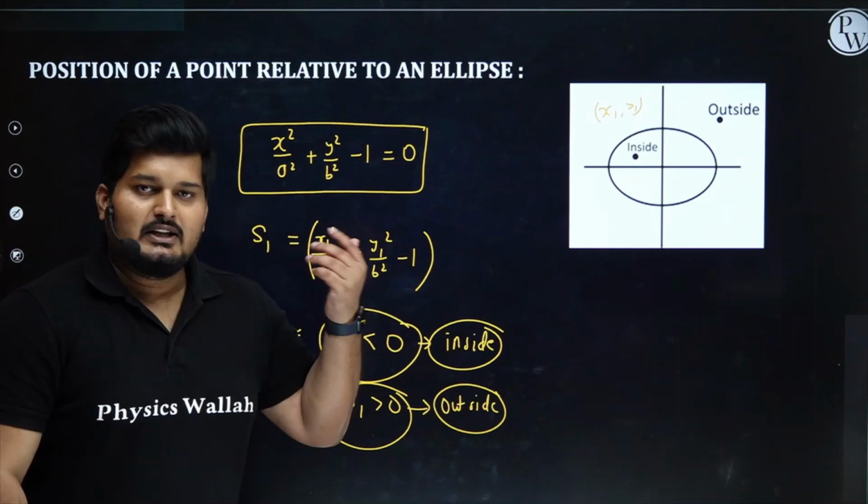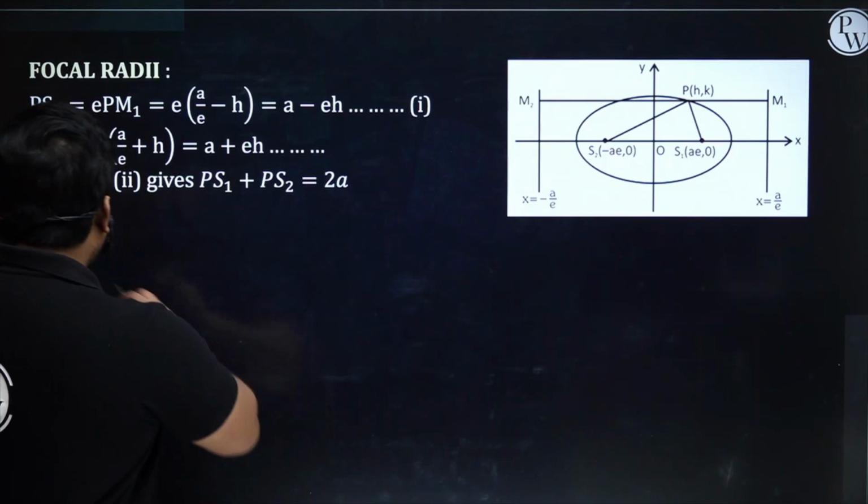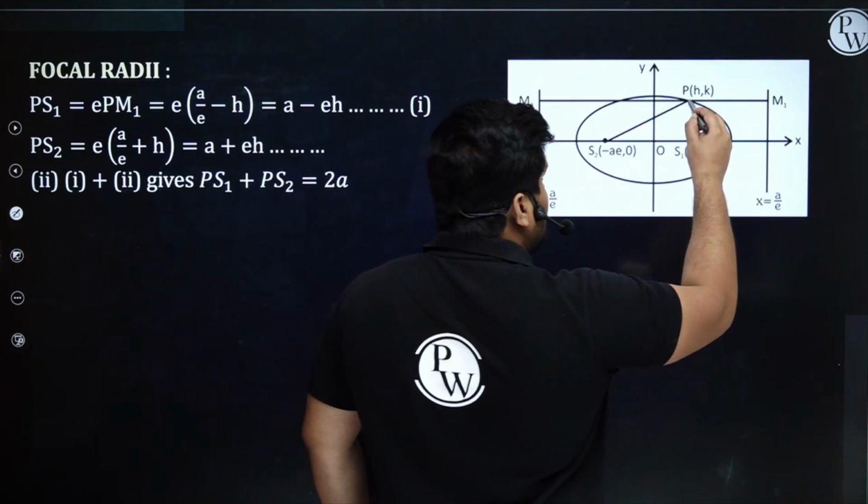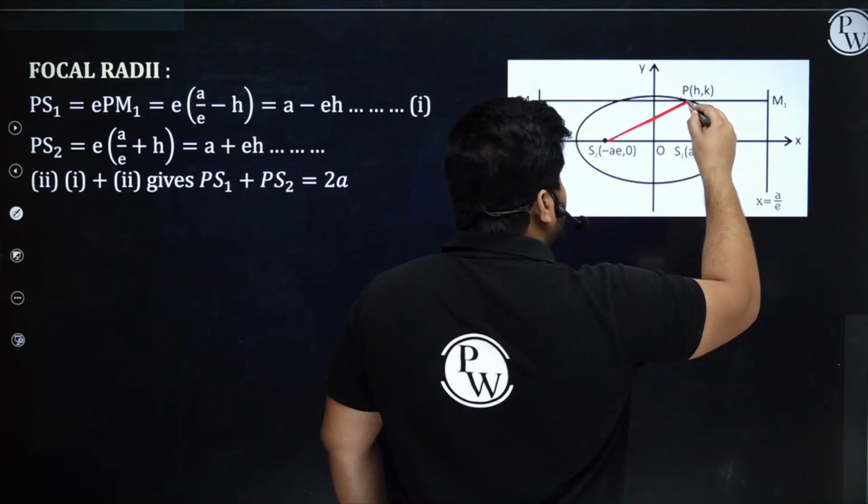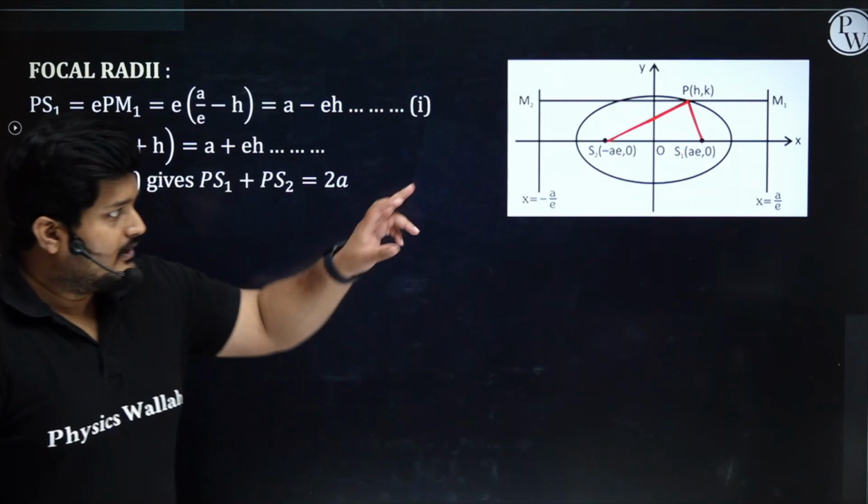Fine, moving on. Focal radius. What exactly do we have as focal radius? The distance of any point on the ellipse from a focus will be its focal radius. Here we have PS1 and PS2 as focal radii. For that particular point P, PS1 and PS2 are the distances from the foci, that is its focal radius.